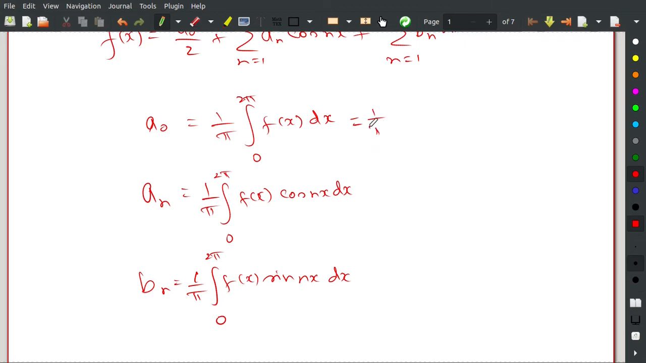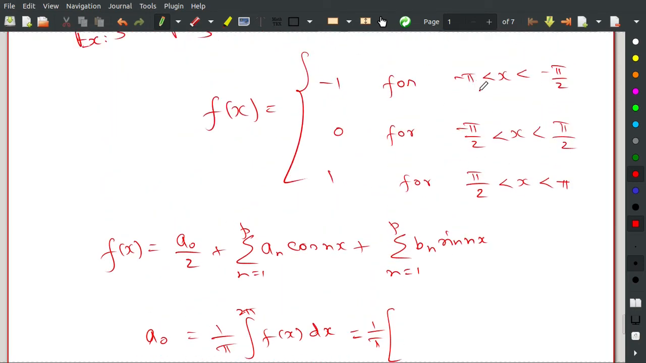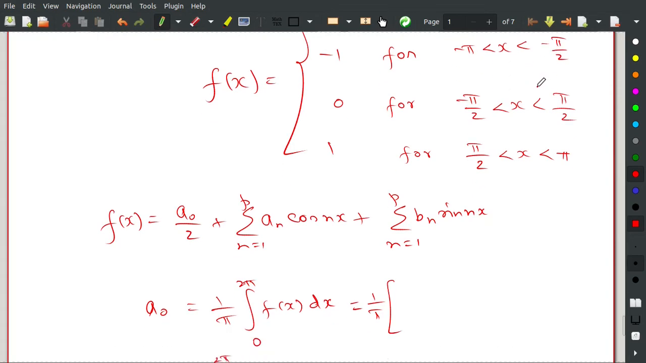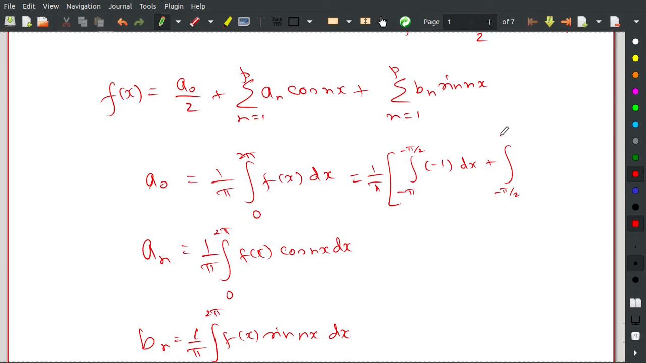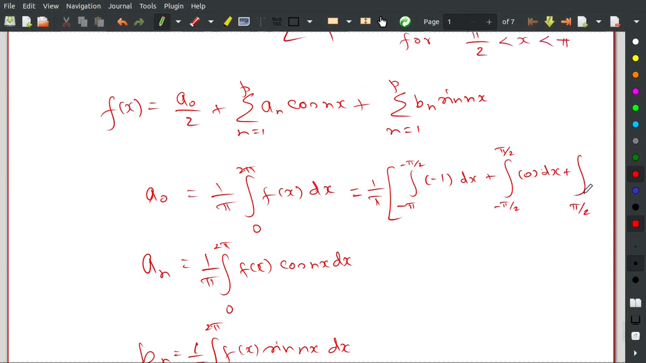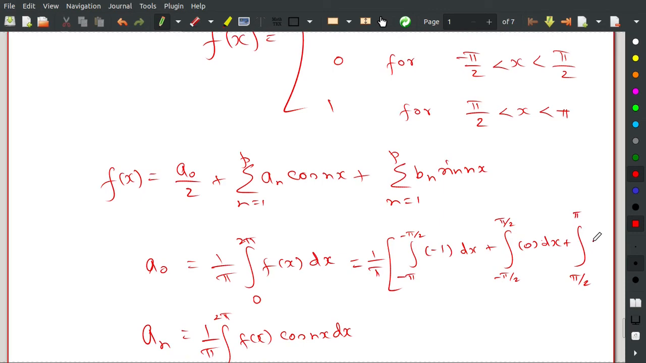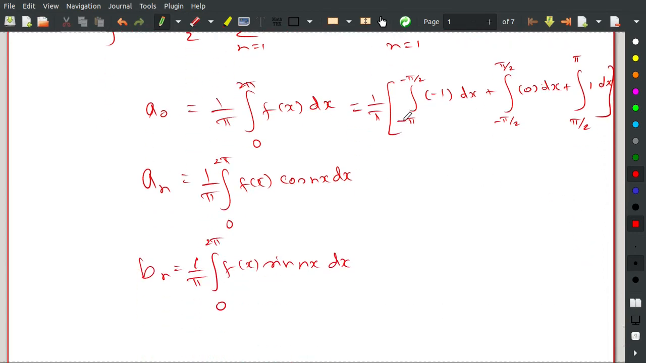So we have 1 by pi as common. From minus pi to pi, for minus pi to minus pi by 2 we have f of x as minus 1, so integral minus pi to minus pi by 2 of minus 1 dx, plus integral minus pi by 2 to pi by 2 of 0 dx, plus integral pi by 2 to pi, where f of x is 1, dx. So this is the difference. You have to split the interval.